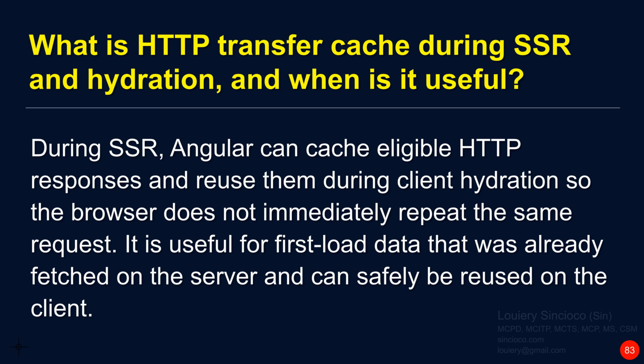What is HTTP transfer cache during server-side rendering, or SSR, and hydration, and when is it useful? During SSR, Angular can cache eligible HTTP responses and reuse them during client hydration, so the browser does not immediately repeat the same request. It is useful for first load data that was already fetched on the server and can safely be reused on the client.